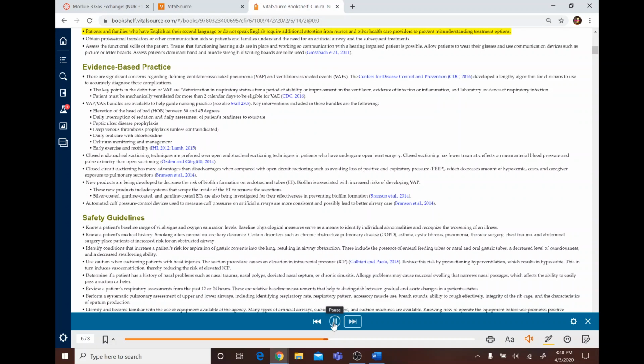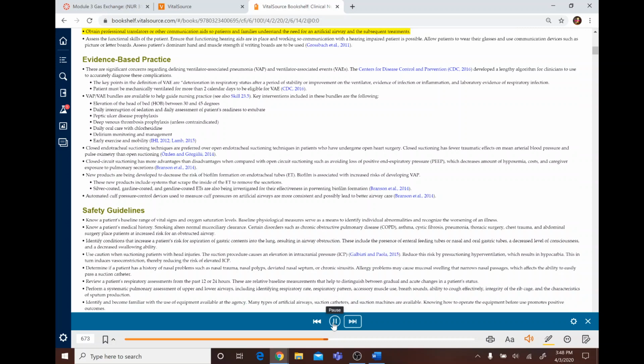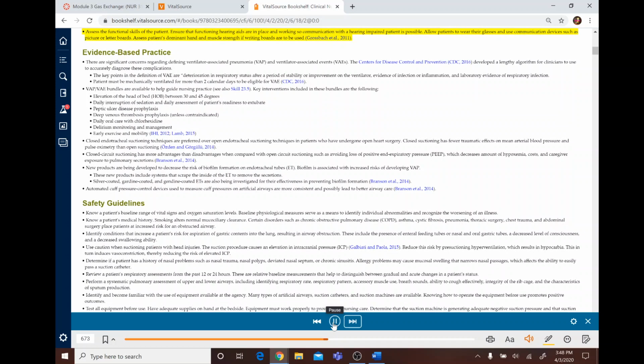Patients and families who have English as their second language or do not speak English require additional attention from nurses and other healthcare providers to prevent misunderstanding treatment options. Obtain professional translators or other communication aids so patients and families understand the need for an artificial airway and the subsequent treatments. Assess the functional skills of the patient.